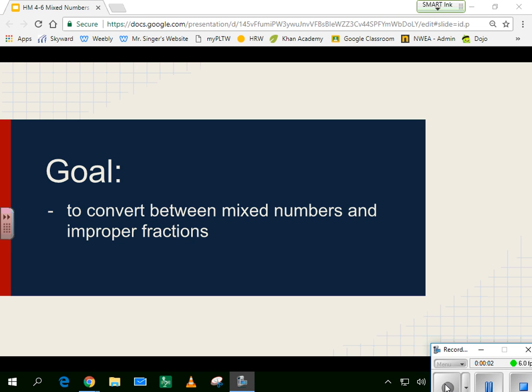Let's get started with this next lesson. Today we're going to be able to convert, which means going back and forth, between mixed numbers and improper fractions, learning how to do that. Go ahead and write that down before we move on.